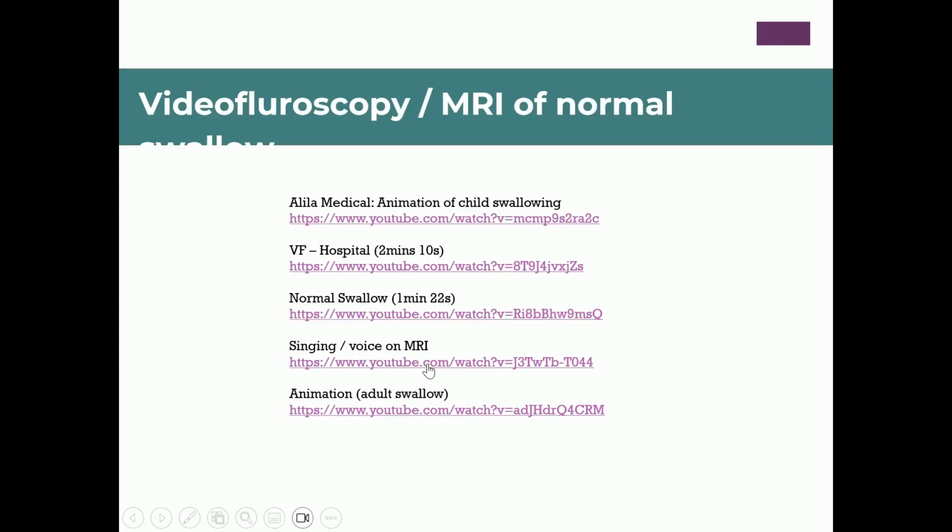There's also a very good one, the fourth one down, I think it's called Singing in the MRI, and it's an amazing chap who has been filmed doing various different vocal techniques. And the reason I included it is because it shows very clearly how he uses his tongue and his soft palate and other things, so you can then think about what happens when we swallow.